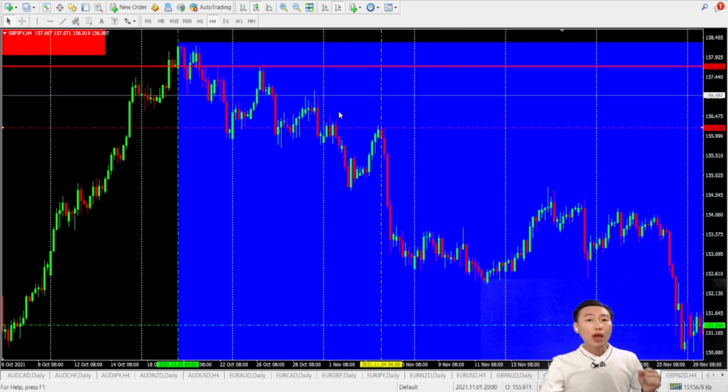So how do we read the resistance? Let's take a look. A very basic understanding about reading the resistance is that when you see a green candle followed by a red candle, that is a way you can see the selling is coming. The resistance is actually being tested and is not breaking, then we have a good chance to sell.